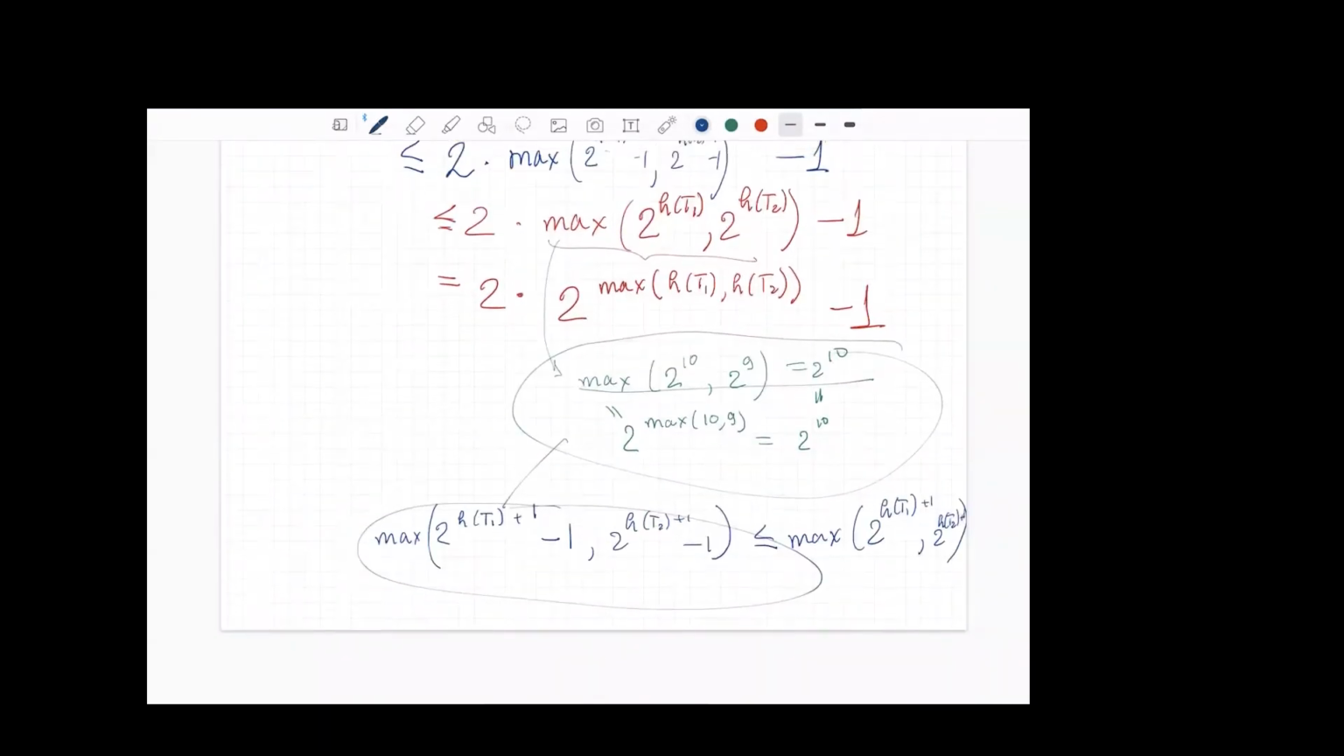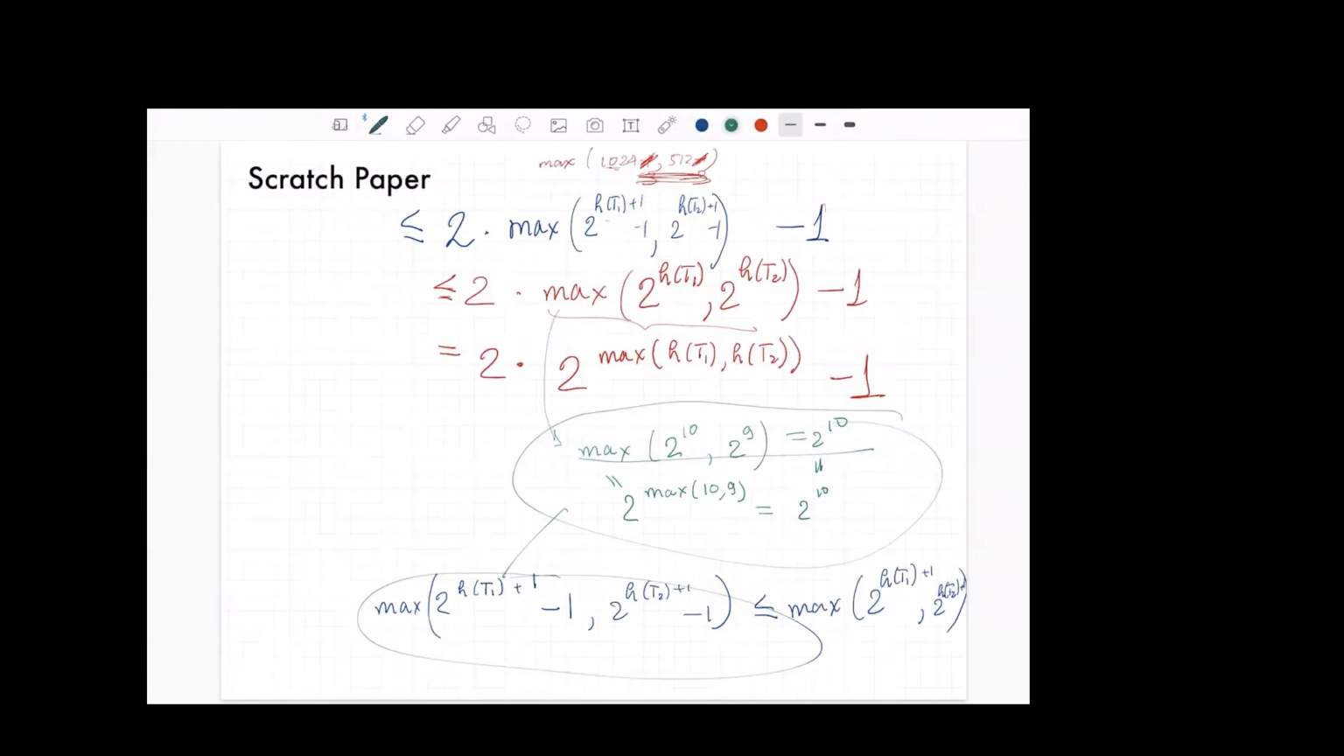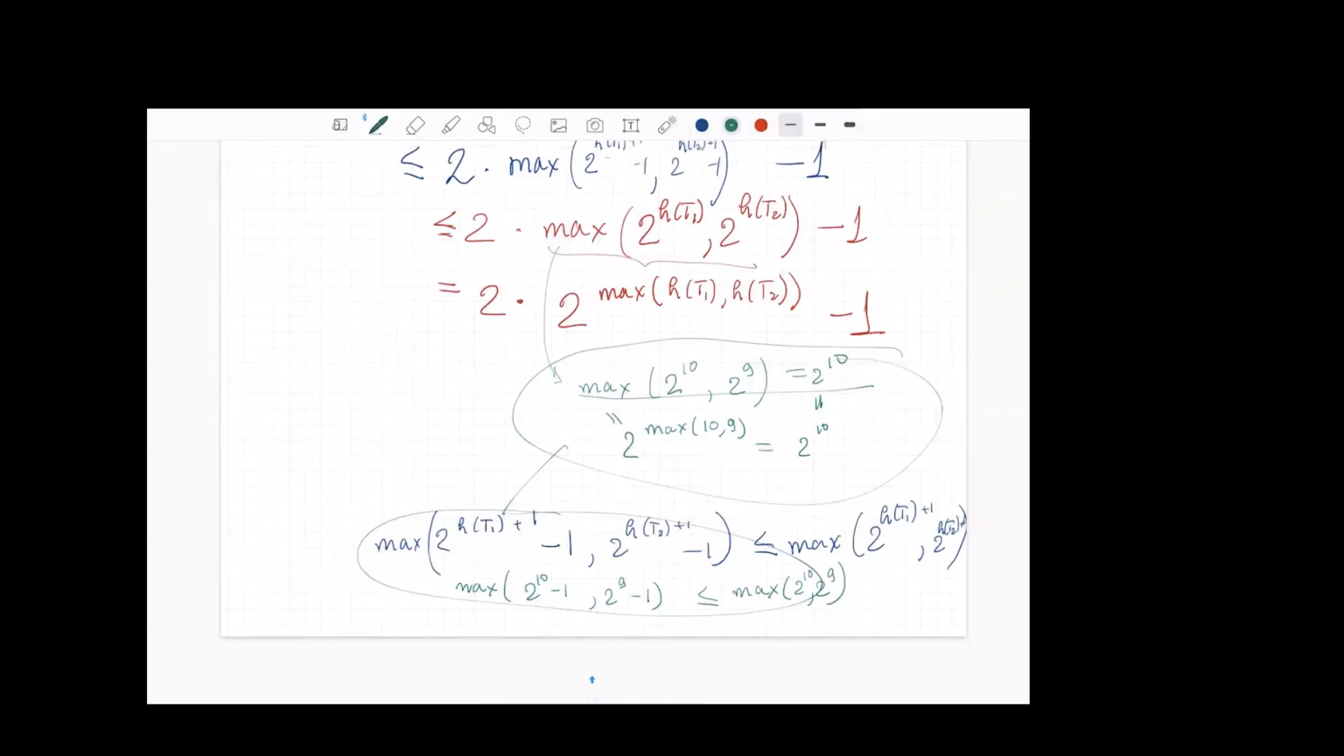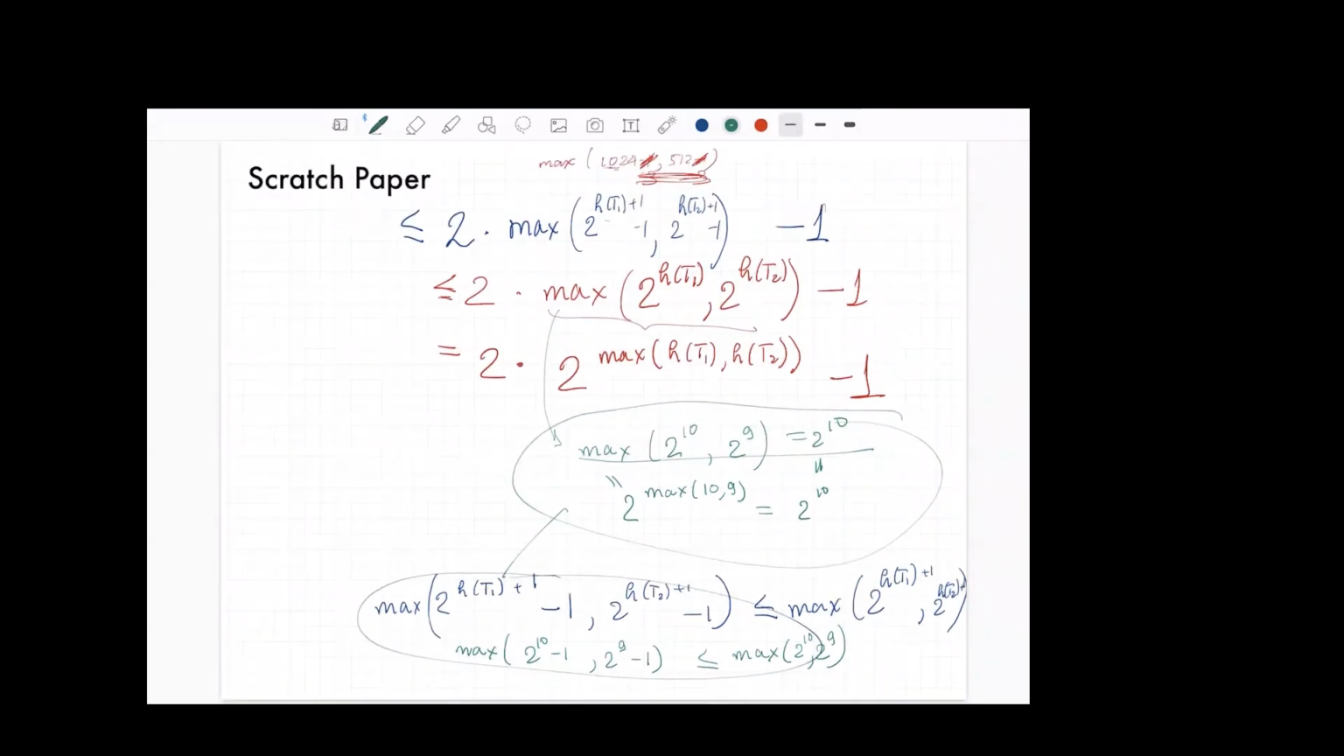So here I have something like max of 2 to the 10th minus 1, 2 to the 9th minus 1. Isn't it at most max of 2 to the 10th, 2 to the 9th? Do you agree with this step? And then I'll talk about removing that 1 in the exponent too. Do you agree with this? Yep. Agreed? We all agreed? Okay, then let me remove that green explanation.